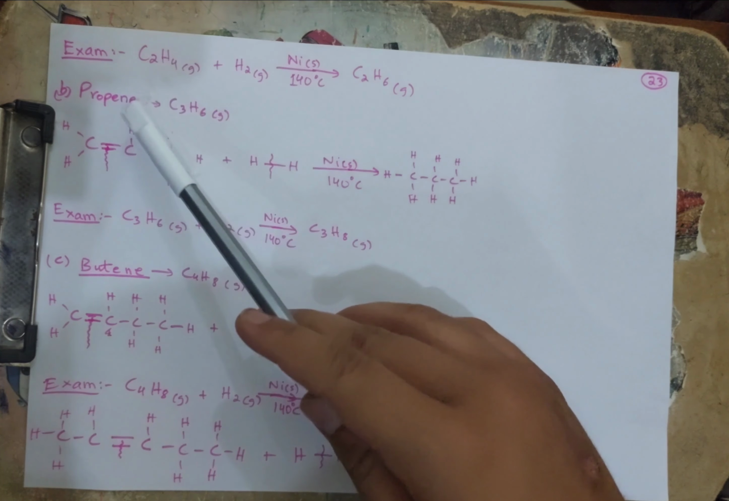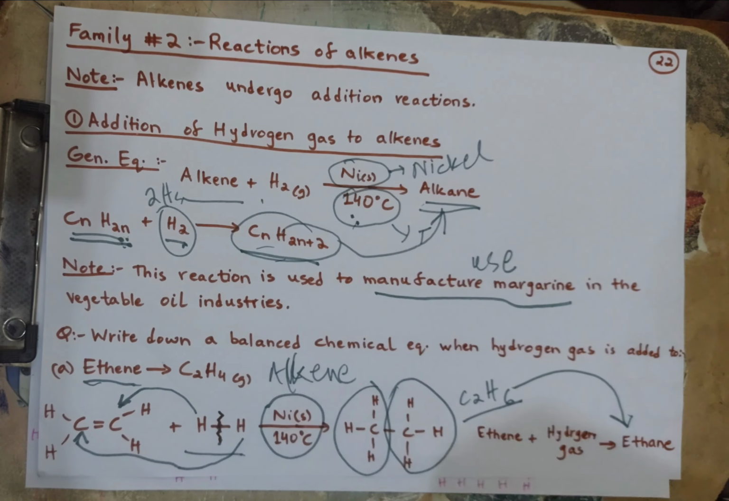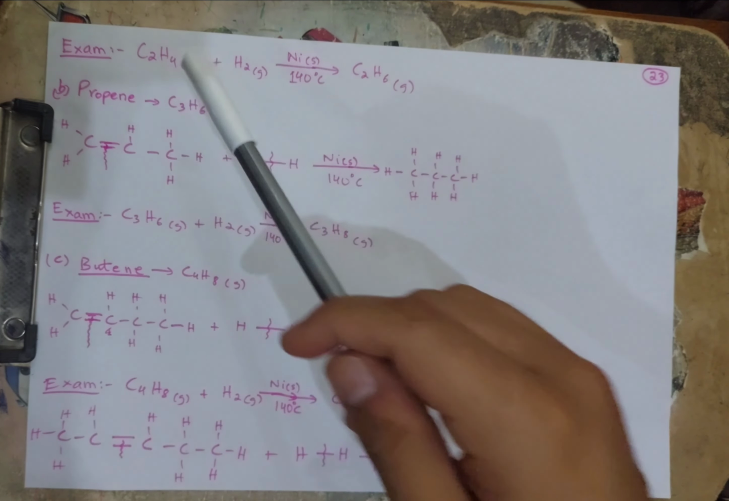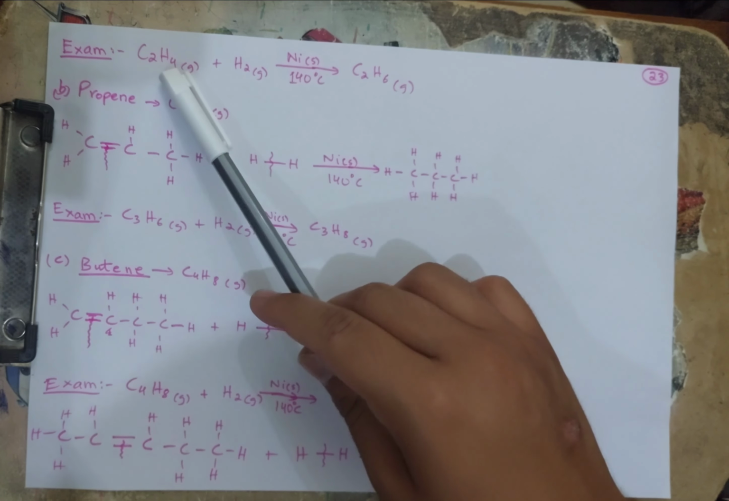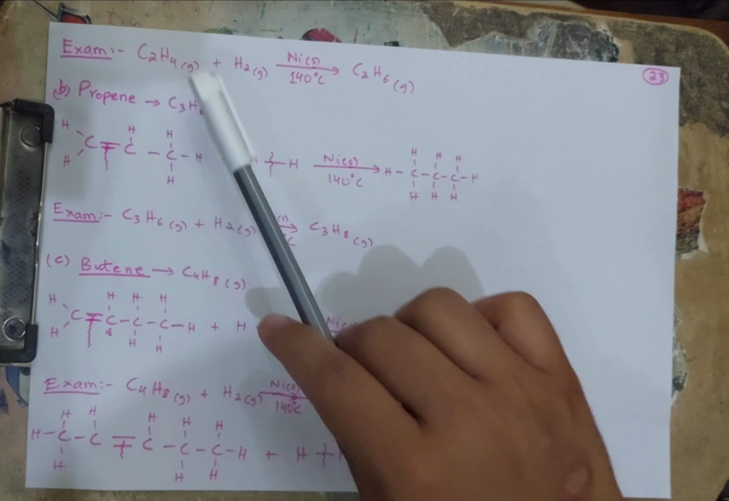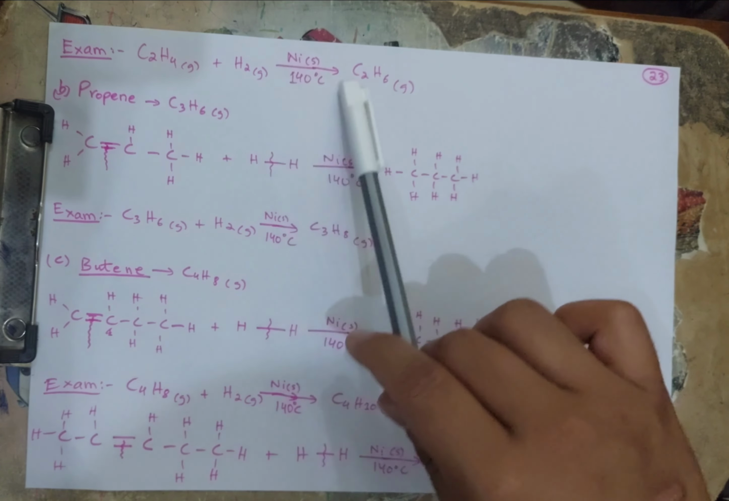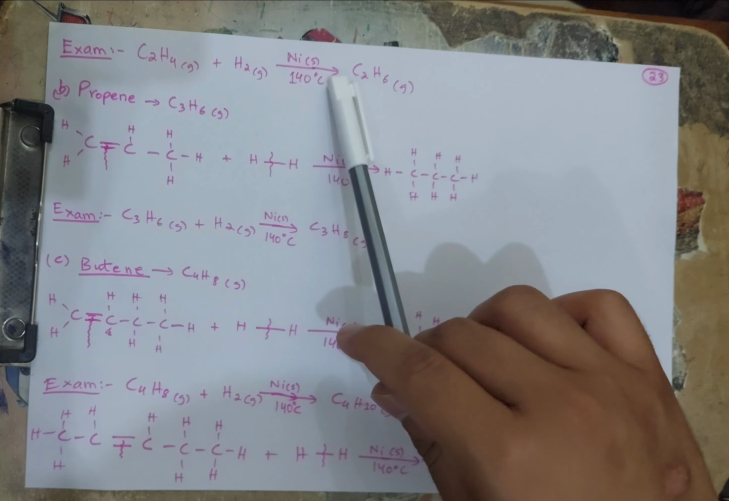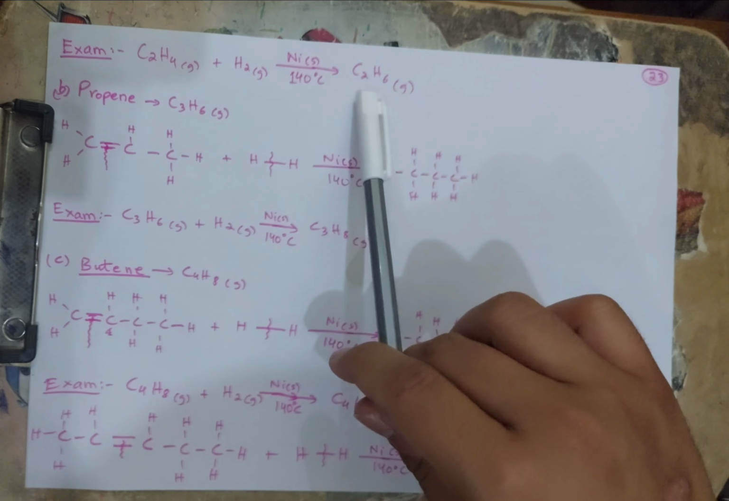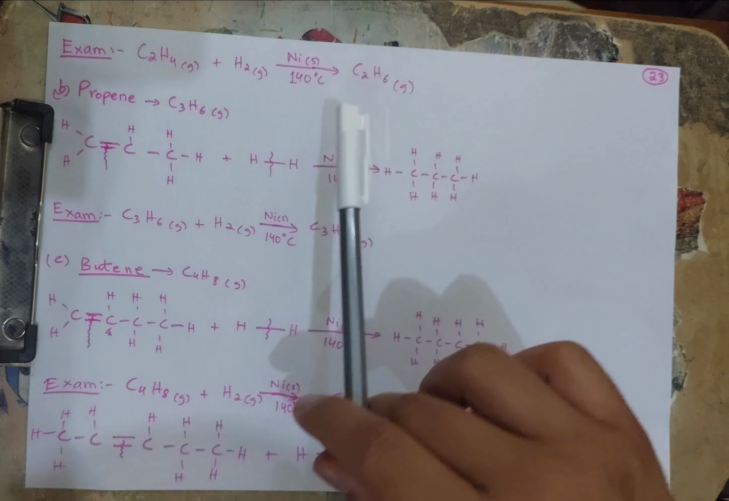Now coming to more questions, the recent question is that ethene plus hydrogen gas forms ethane. So how do we write it? We don't have to draw this entire structure to explain this to the examiner. We only have to write this equation with molecular formulas. C2H4 ethene plus hydrogen gas, H2, and we have to write these conditions on the arrow. Nickel solid, 140 degrees Celsius, forms ethane gas.